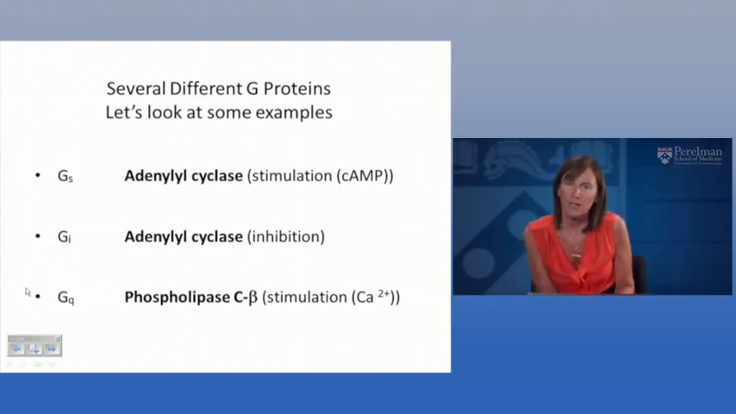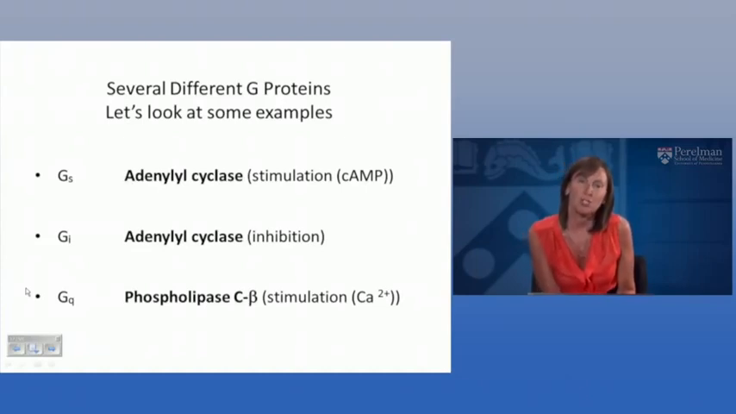GS is linked to an effector, adenyl cyclase, and this causes a second messenger response, which results in an increase in cyclic AMP. This is typically a stimulatory response. GI is coupled to the effector adenyl cyclase as well, but in this particular example, the second messenger response results in inhibition. GS, stimulation, GI, inhibition. Another example is GQ.